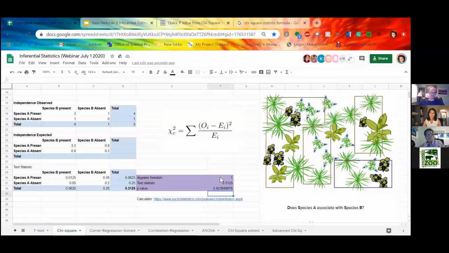So that's just two different ways. The first one is running a sample against a population, and the second one is testing, are these two different categories related to one another?